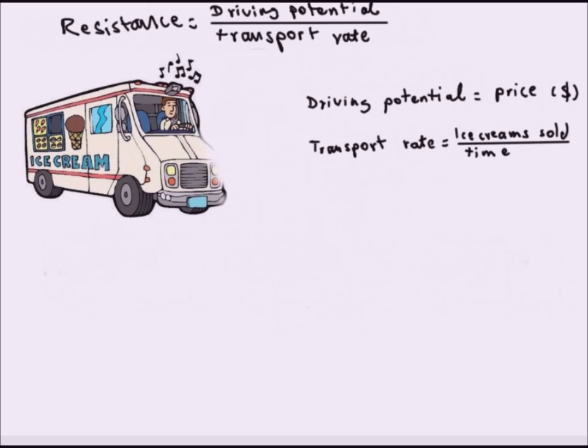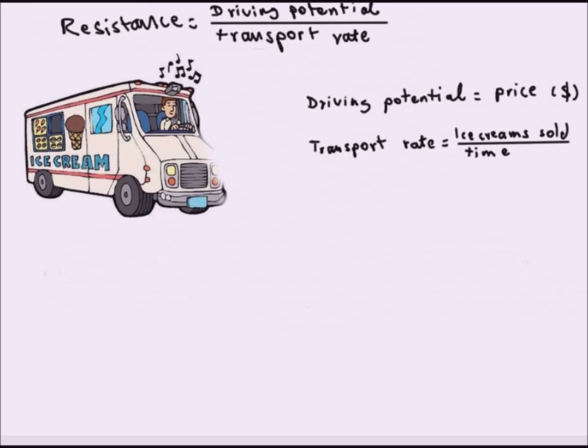So resistances are usually applied to electric circuits. You might already be familiar with the driving potential for electron flow, which is the voltage. So that's the driving potential, and the transport rate is the current, or the amount of electrons that are moved over time.